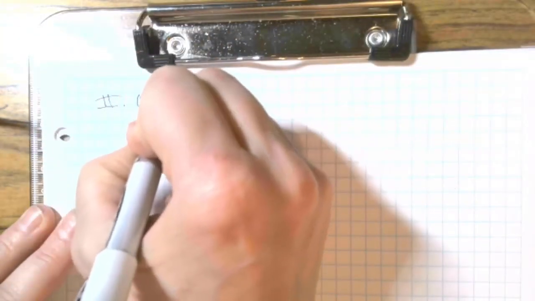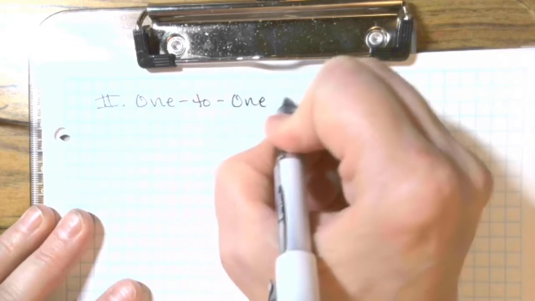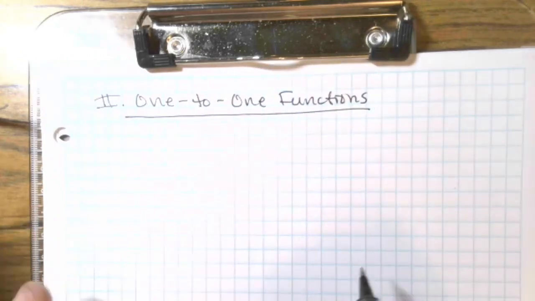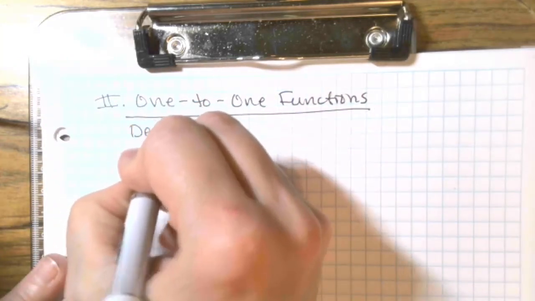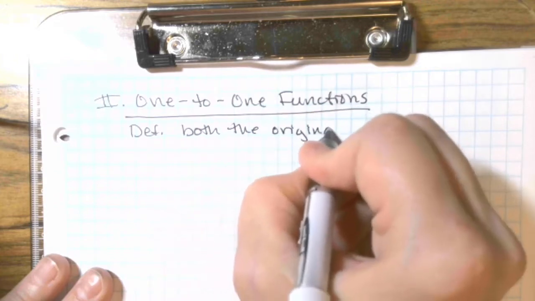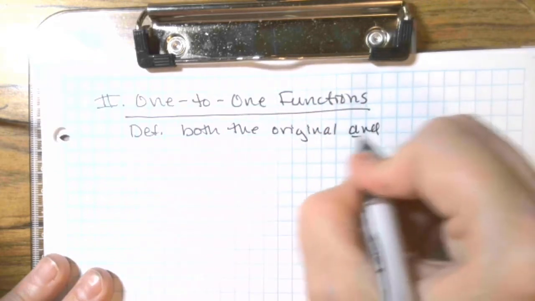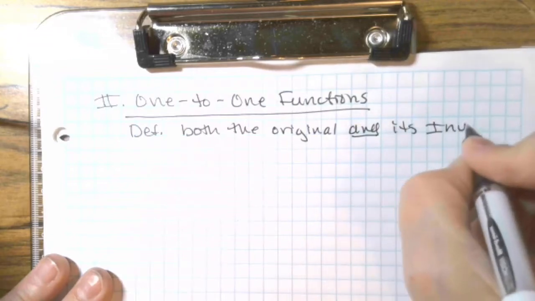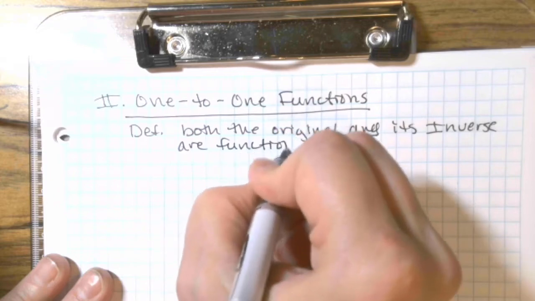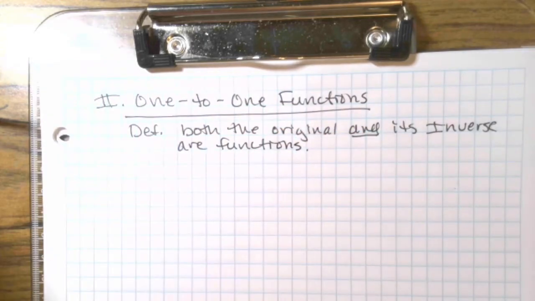Okay, part 2. One-to-one functions. All right, this is a specific family of functions, and it means that both the original and its inverse are functions. And there's a lot of math that we can do with that if they're both functions.